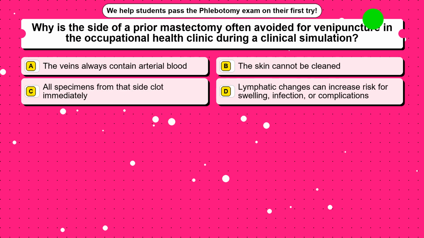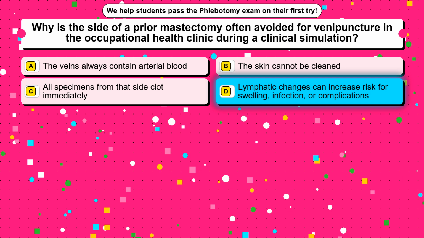Question 8. Why is the site of a prior mastectomy often avoided for venipuncture in the occupational health clinic during a clinical simulation? Option A. The veins always contain arterial blood. Option B. The skin cannot be cleaned. Option C. All specimens from that side clot immediately. Option D. Lymphatic changes can increase risk for swelling, infection, or complications.